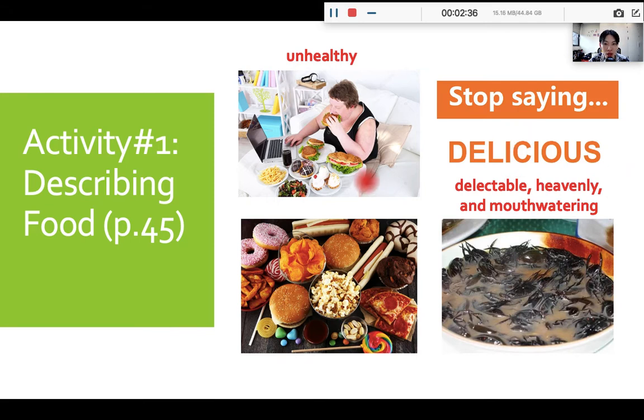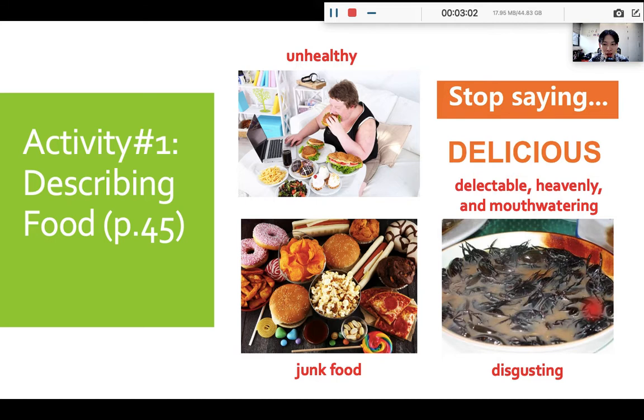And if you take a look at the image on the upper left, this is of course an image that shows you unhealthy food. And then at the bottom, you see candy, hamburgers, popcorn, donuts. These are called junk food. Okay, junk food.